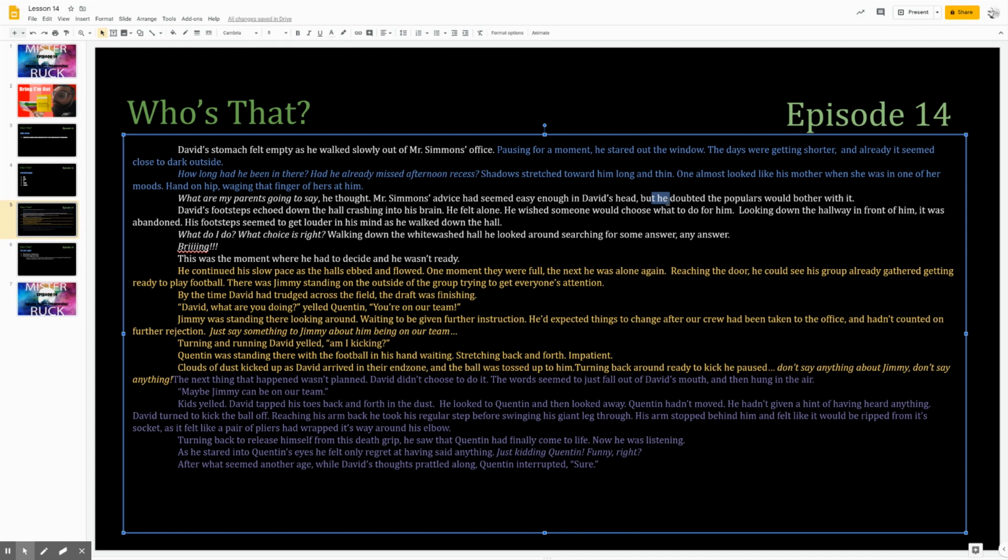David's footsteps echoed down the hall, crashing into his brain. He felt alone. He wished someone would choose what to do for him. Looking down the hallway in front of him, it was abandoned. His footsteps seemed to get louder in his mind as he walked down the hall. What do I do? What choice is right? Okay, I'm going to skip ahead just a little bit to the point where there's actually someone else involved, because until that time, there really aren't any issues going on with name usage and using pronouns.